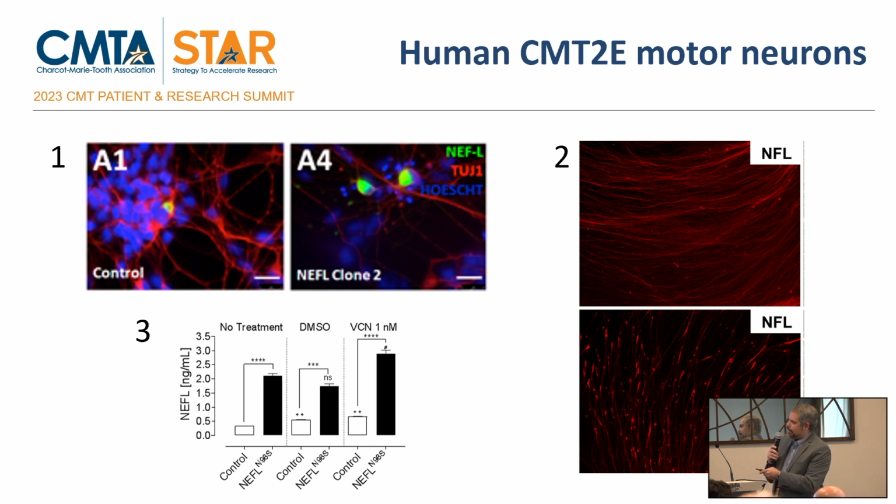Here is a control nerve terminal or axon, or a bunch of them. And in the patients, we see this accumulation of neurofilament in different points. So we know that neurofilament is not distributing correctly in the axon.